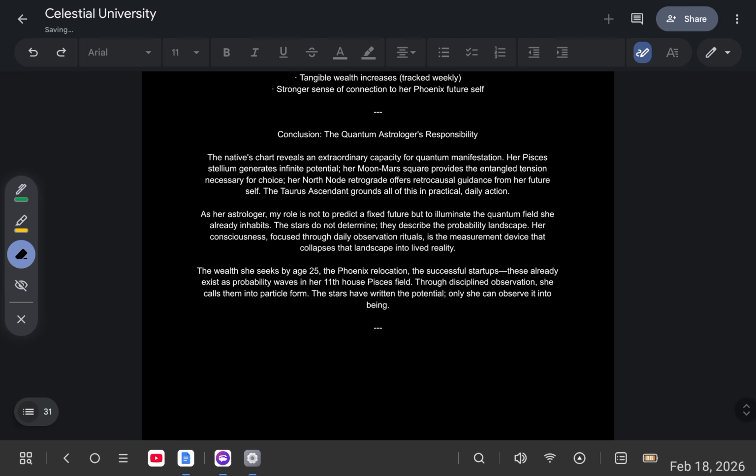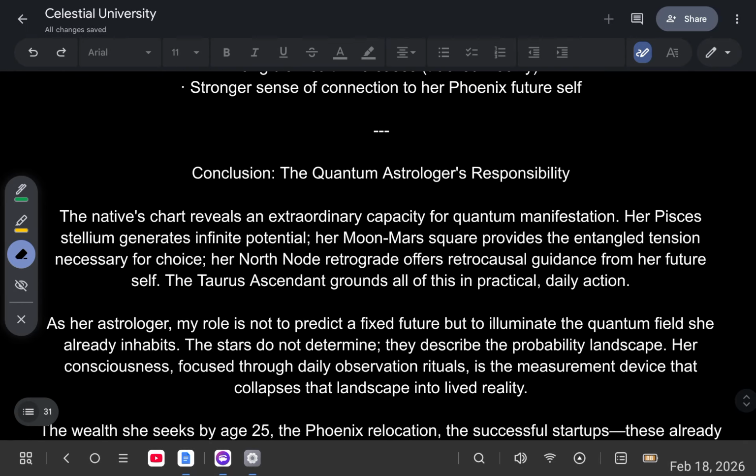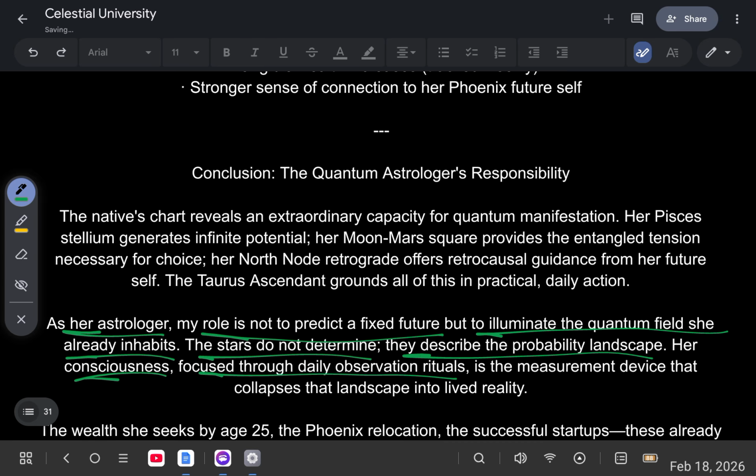Alright. So now I want to give that conclusion, which is, as an astrologer, regardless, the role is not to predict a fixed future, but to illuminate the quantum field someone already inhabits. The stars don't determine, they describe the probability landscape, so her consciousness, focused through daily observation rituals, is the measurement device that collapses that landscape into lived reality.